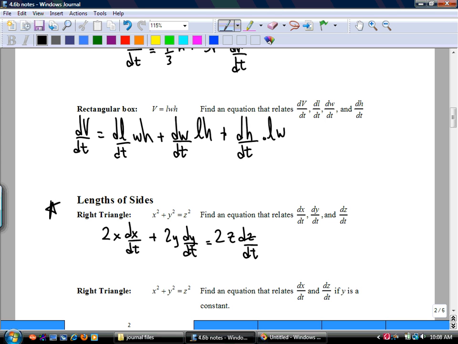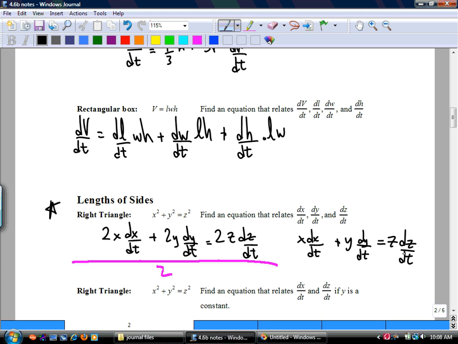Can anybody clean that up, make it even prettier? Divide everything by 2. So x dx/dt plus y dy/dt equals z dz/dt. This is the derivative form of Pythagoras.